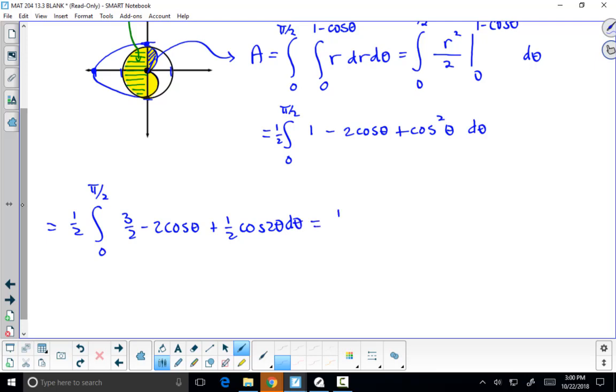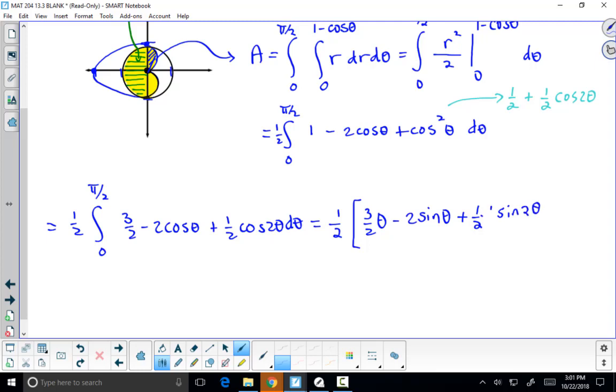Now we're ready to integrate. Can you write the identity you used? 1/2 plus 1/2 cosine 2 theta. It's a double angle identity, right? And then we integrate. We end up with 3/2 times theta minus 2 sine of theta, the integral of cosine being sine, and then plus 1/2 sine of 2 theta divided by 2. That's a multiplicative dot. And then from 0 to pi halves.